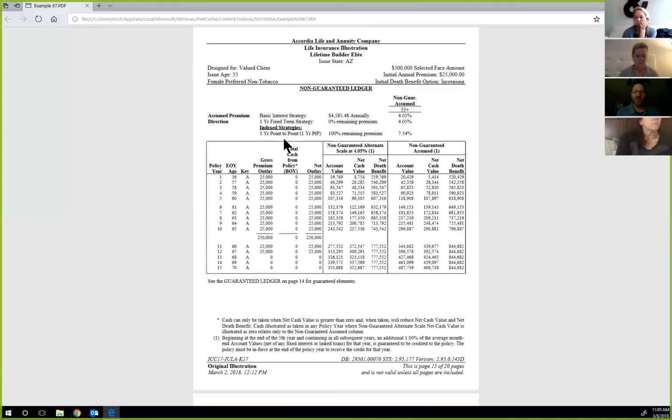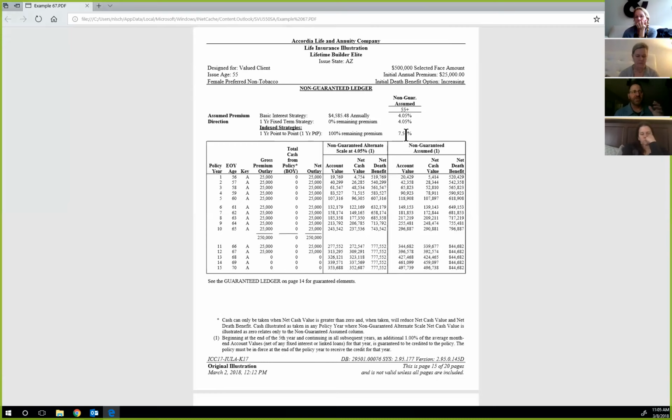In 2008, people lost 40, 50% of their returns. In my accounts, I didn't lose anything. I didn't make anything. I didn't lose anything. That's what happened in 2008 in this scenario. So in the 1 year point to point, you'll see this number that I'm circling right here. It says 7.54%. Okay. So all of the projections that I'm showing you here are based on 7.54%.